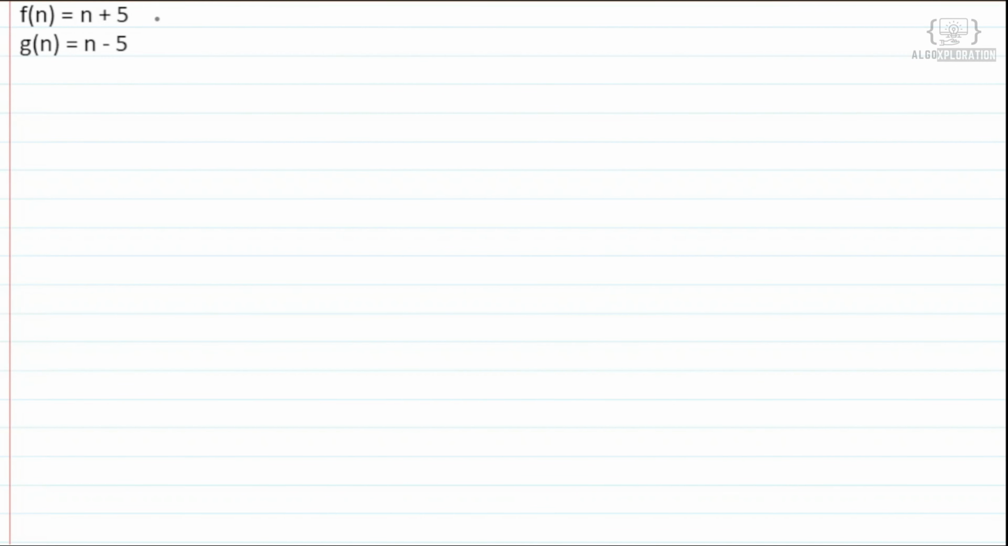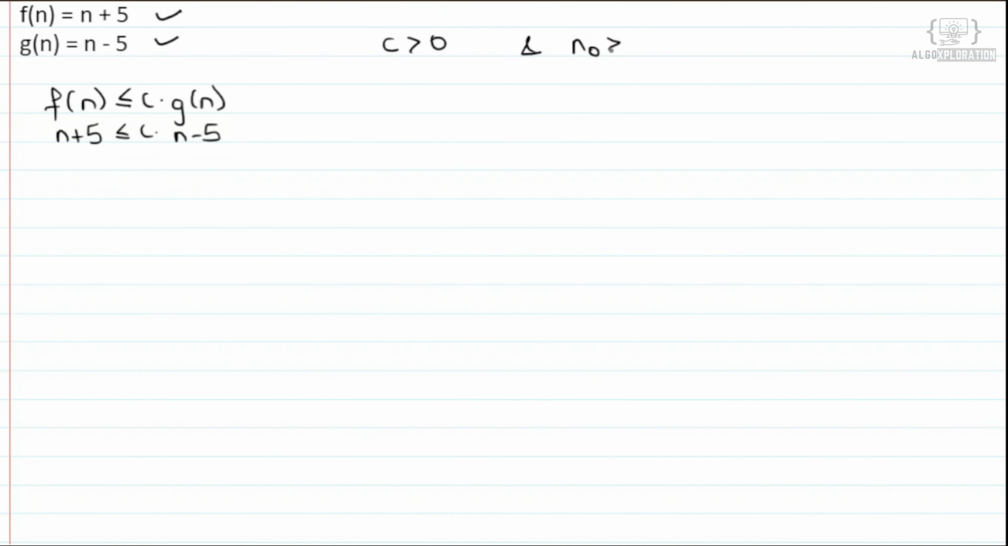Here f of n is n plus 5 and g of n is n minus 5. So let's put in the equation f of n is less than or equal to c into g of n. f of n is n plus 5, c into n minus 5. Now c should be greater than 0 and n naught should be greater than or equal to 1. Let's take c as 2 because if we put c as 1 then it won't make any sense. So let's put c as 2.